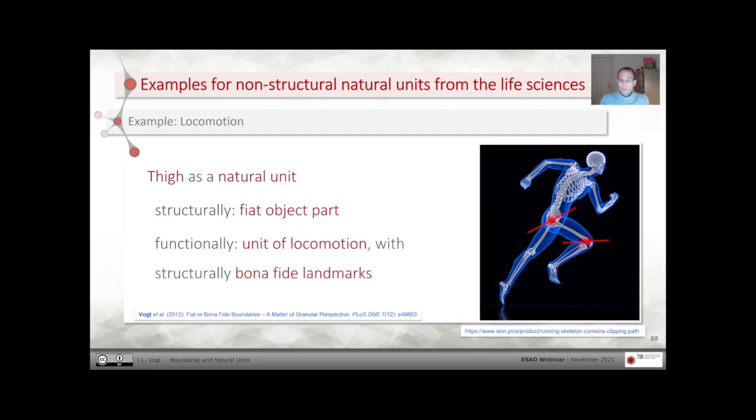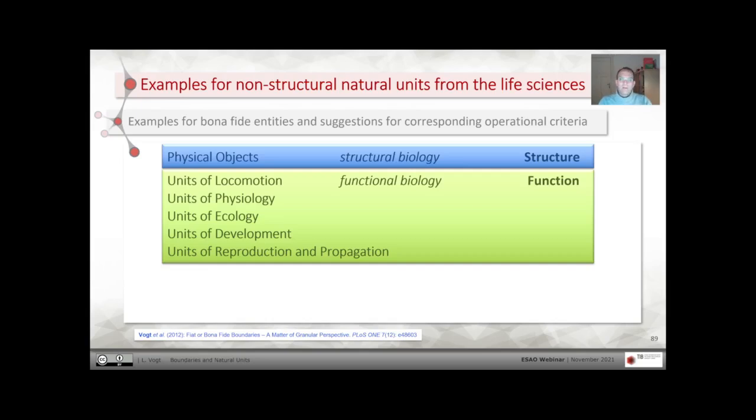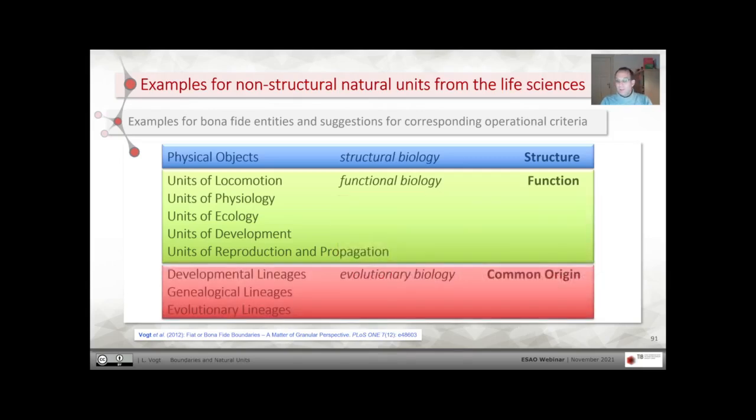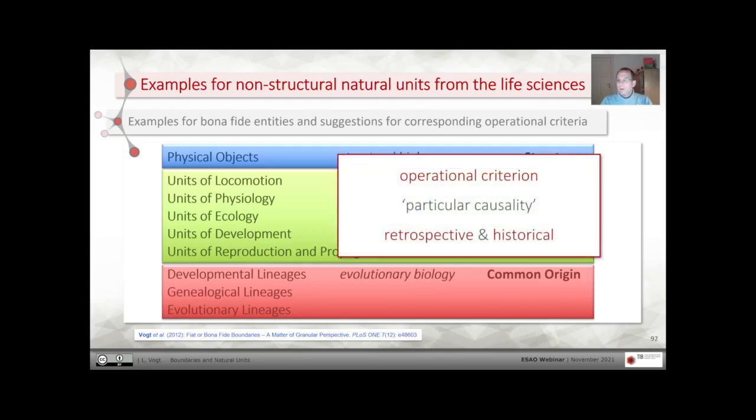And we can use structural bona fide landmarks to identify it. So the thigh bone with its clear boundaries could be used as bona fide landmarks to identify the borders, the boundaries of the unit of locomotion. And there are different types of functional units that we identify in biology. Units of locomotion, of physiology, ecology, development, reproduction, and propagation. And they're all defined based on or in reference to some universal causality and they use a mixture of bona fide landmarks and dispositions. And we have evolutionary units or historical units like developmental lineages, genealogical lineages, evolutionary lineages. And they are based on a particular causality and are defined on common origin.